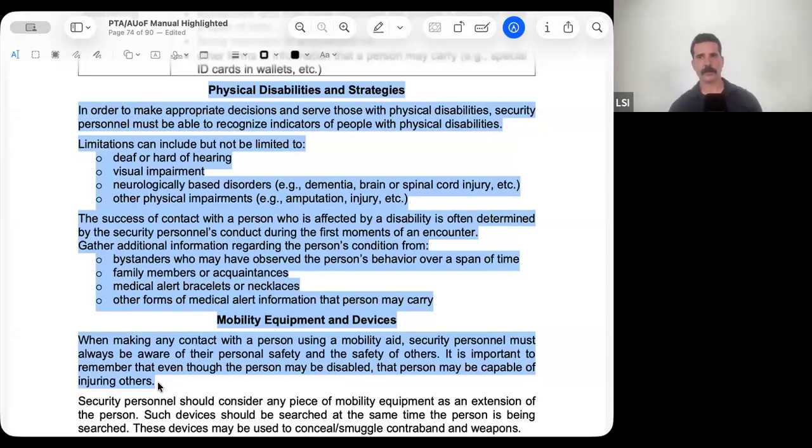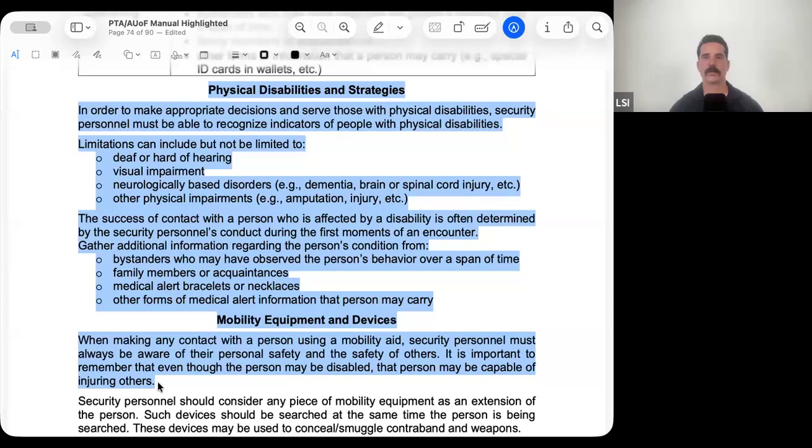Physical disabilities and strategies. In order to make appropriate decisions and serve those with physical disabilities, security personnel must be able to recognize indicators of people with physical disabilities. Limitations can include, but not be limited to, deaf or hard of hearing, visual impairment, neurologically based disorders, dementia, brain or spinal cord injury, etc., or other physical impairments, amputation, injury, etc. The success of contact with a person who is affected by a disability is often determined by the security personnel's conduct during the first moments of an encounter.